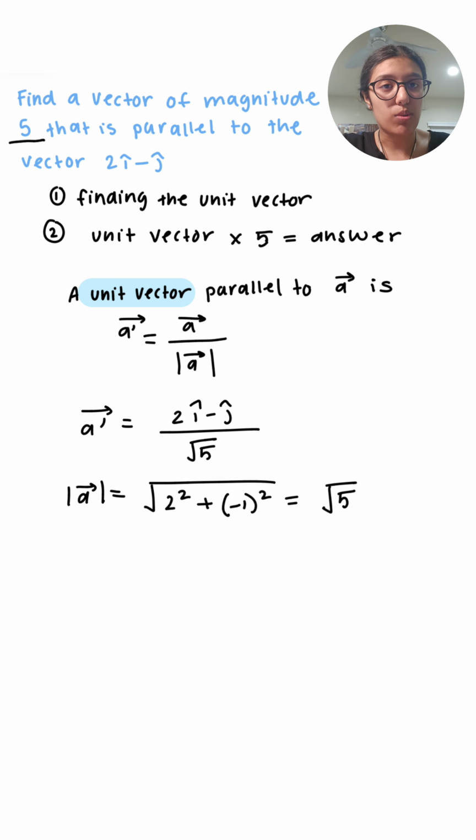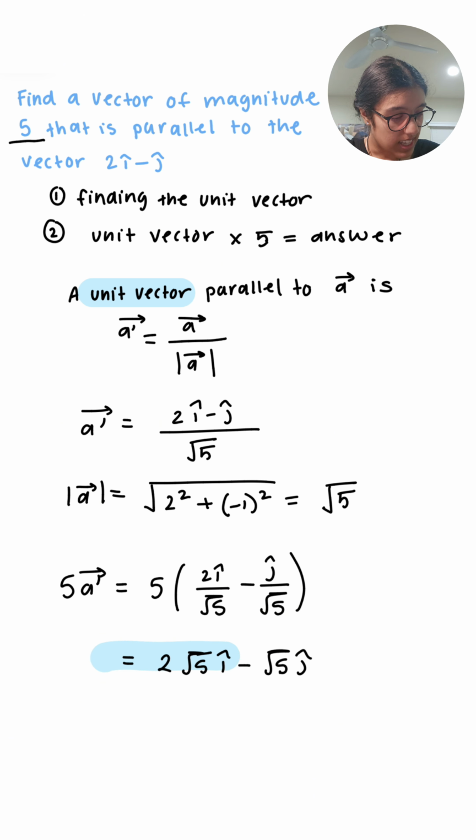But that's not all this question is asking. This question is asking the vector should be parallel, but it should also have a magnitude of 5. And that's where our second step comes in, where we just multiply this entire unit vector by 5 so that it will have a magnitude of 5. So we're just going to multiply it by 5, and we're going to get this as our final answer after you rationalize.